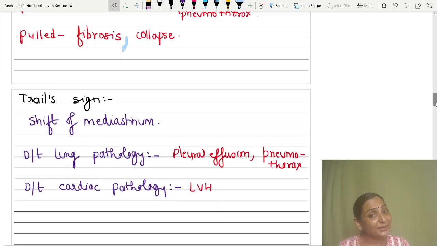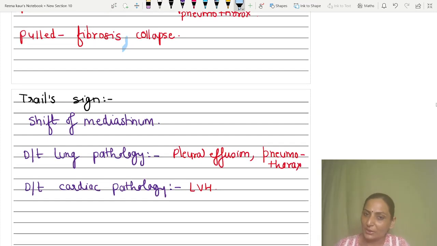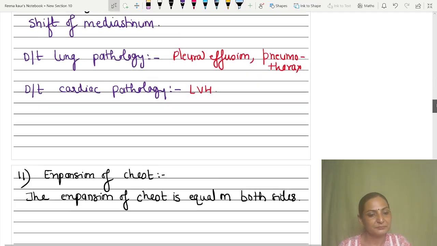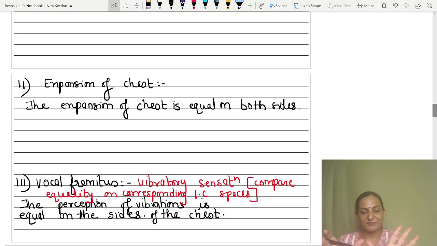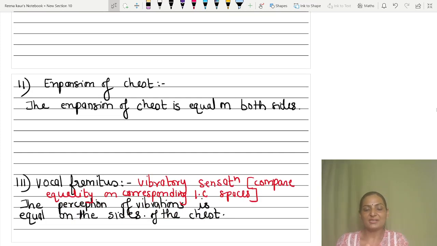Now, what is trail sign? Very important Viva question. Shift of mediastinum is called as trail sign. It can be due to lung pathology or cardiac pathology. Lung pathology like pleural effusion or pneumothorax, and cardiac pathology, that is left ventricular hypertrophy. Then expansion of chest, which you measure like this. You keep your palms on the chest, fingers apart, and you have to see the movement of the fingers. That is what is expansion of chest, and you say that it is equal on both sides.